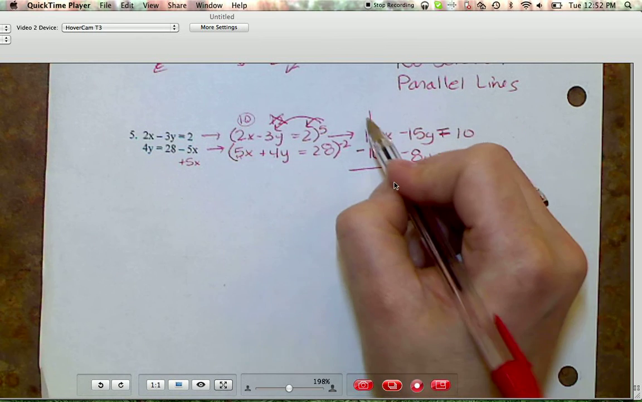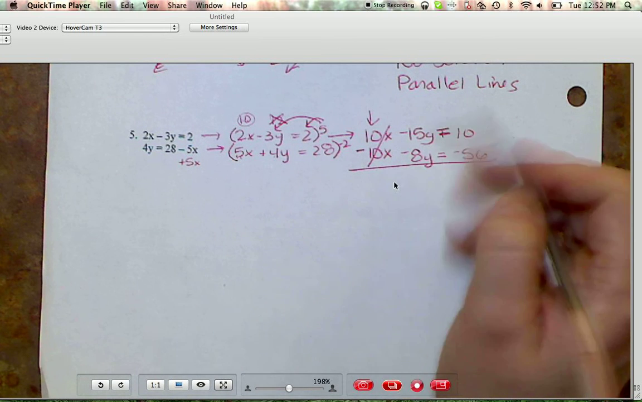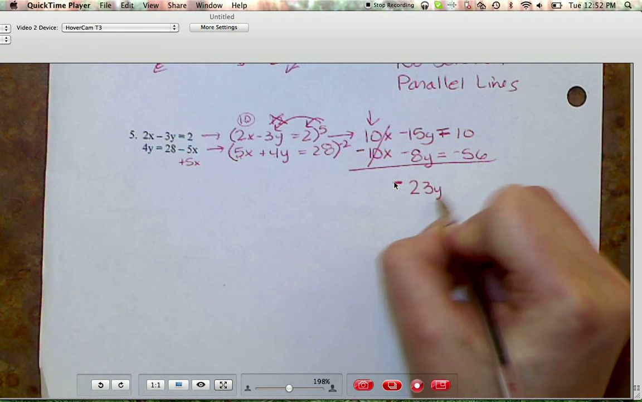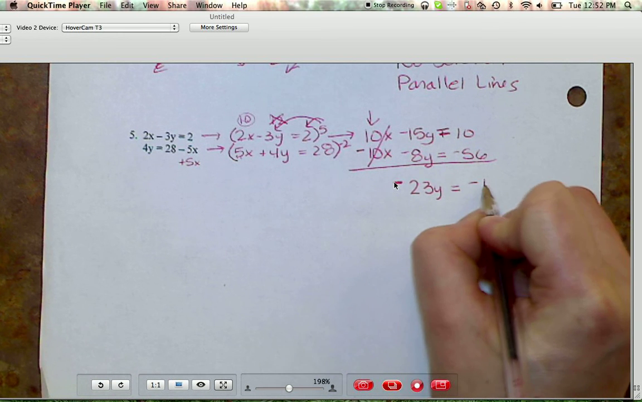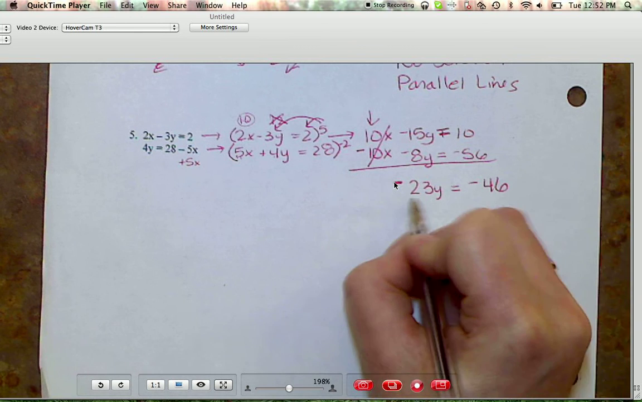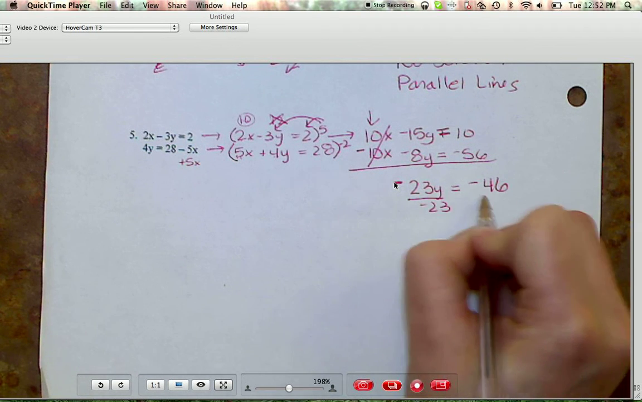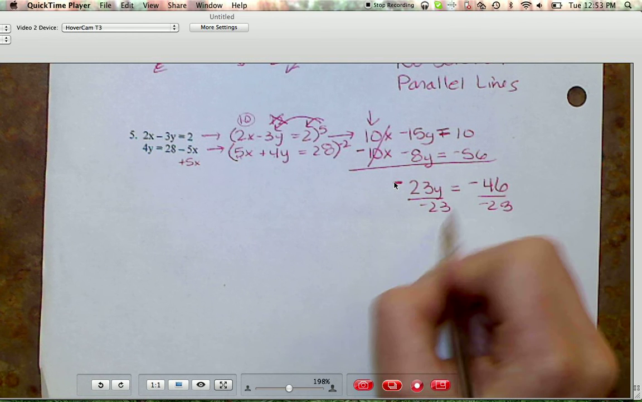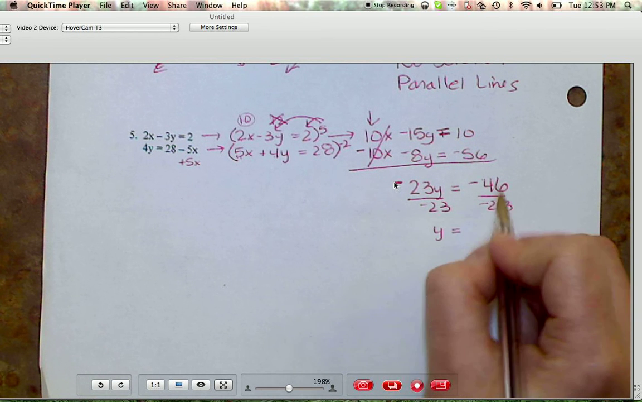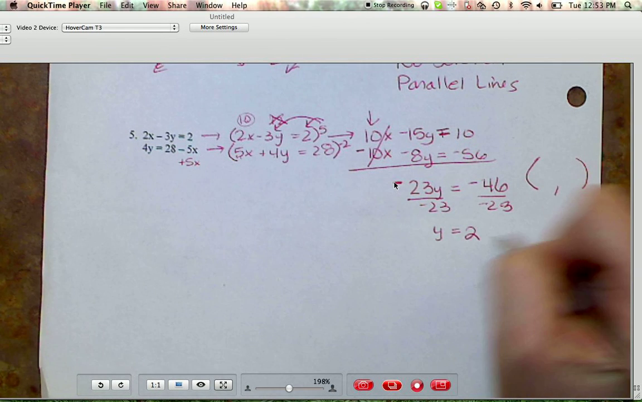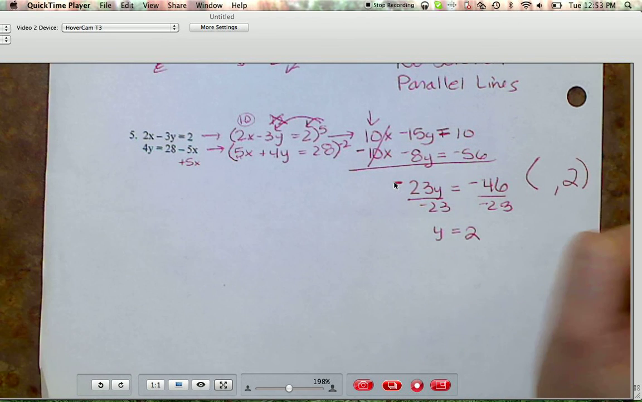So now we've got opposites here. When we add down, they drop out. Here we get negative 23y equals negative 46. There are variables here. As long as there are variables left over, you keep going, solving for that variable. So we get y equals a negative divided by a negative, which is a positive 2. That's your y, so that goes in the second piece.